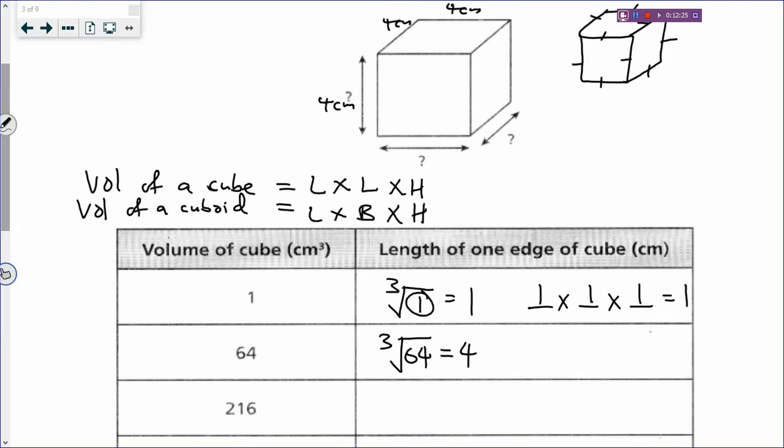Alright, what happens if it's a paper one? You don't have a calculator. Then how do we get the length of one side of the cube? Then you will need to do some guess and check. So what times what times what is equal to 64?